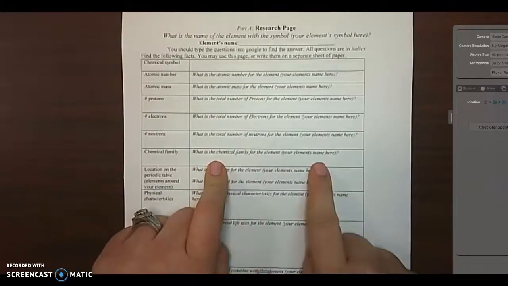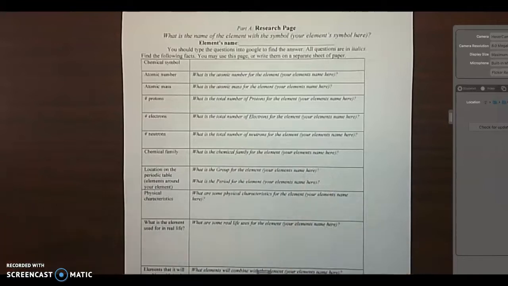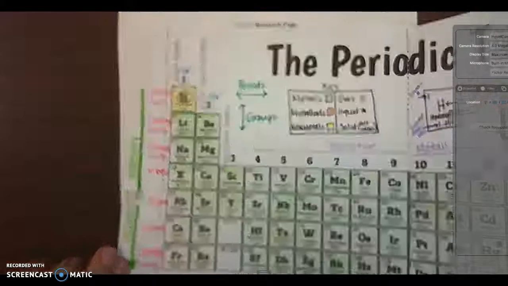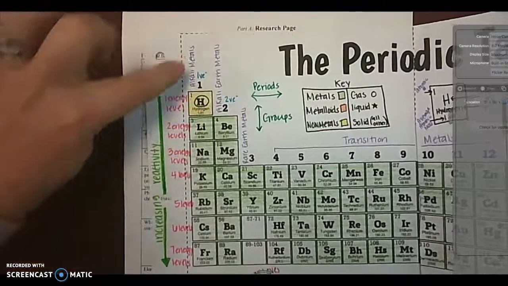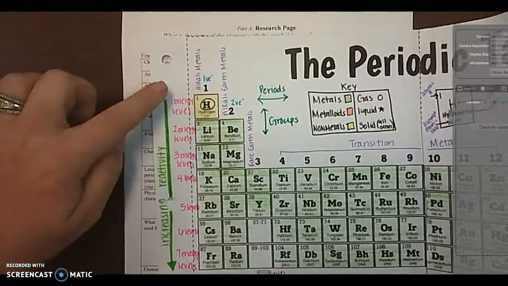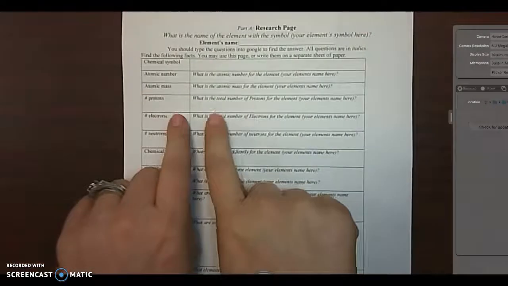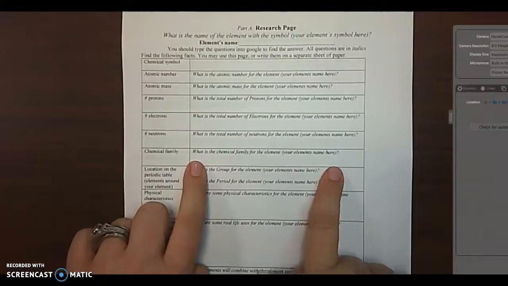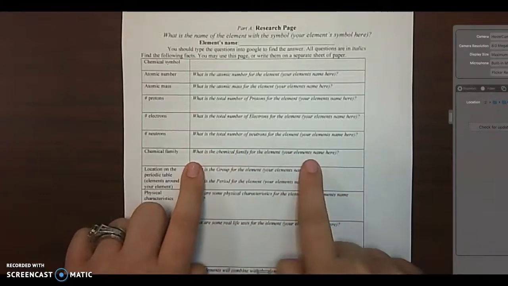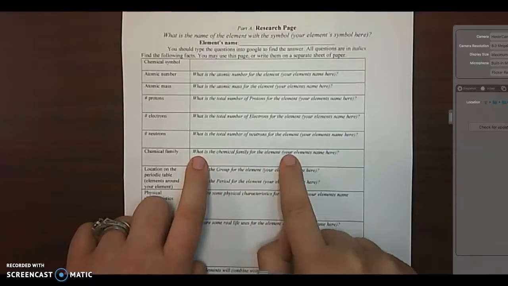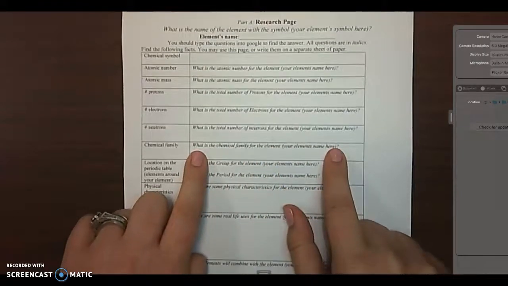Now, the chemical family we have learned is going to be the groups. So if you're in group 1, like on your periodic table, remember these are your groups. So that is your chemical family. If you're in group 1, then you're the alkali metals, and that's what you would write right here, okay? So you can use your periodic table to look for that, or you can type in what is the chemical family for the element, and then you would finish typing your element's name.